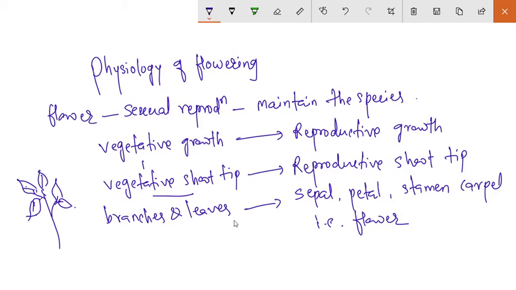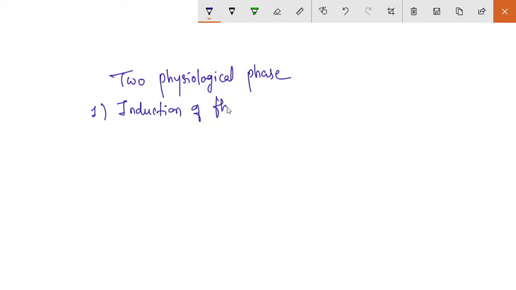In flowering plants, in the transition from the vegetative to the reproductive phase, there are two physiological phases. Number one is the induction of flowering, and second is the flower differentiation.